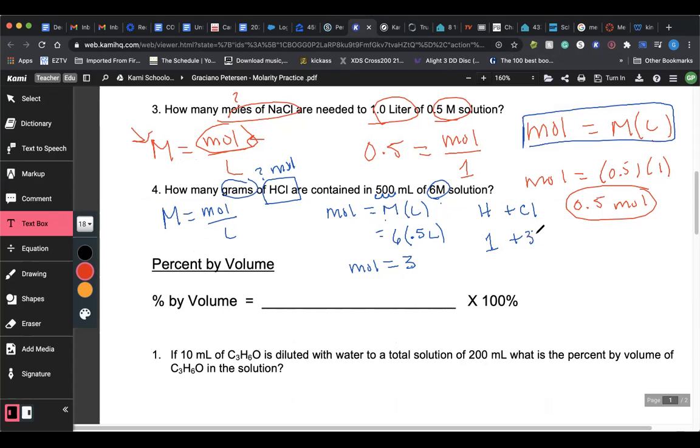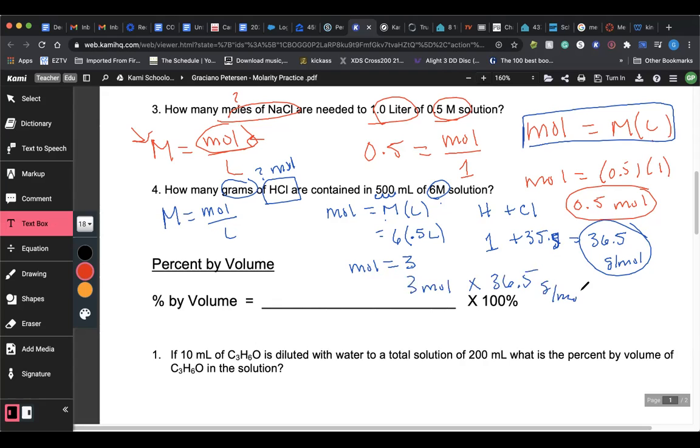So 1 plus 35.5 is equal to 36.5. So now I have the grams per mole. The grams per mole of hydrogen chloride is 36.5. I want just the grams. So I'm going to take my 3 moles and multiply it by the 36.5 grams per mole.